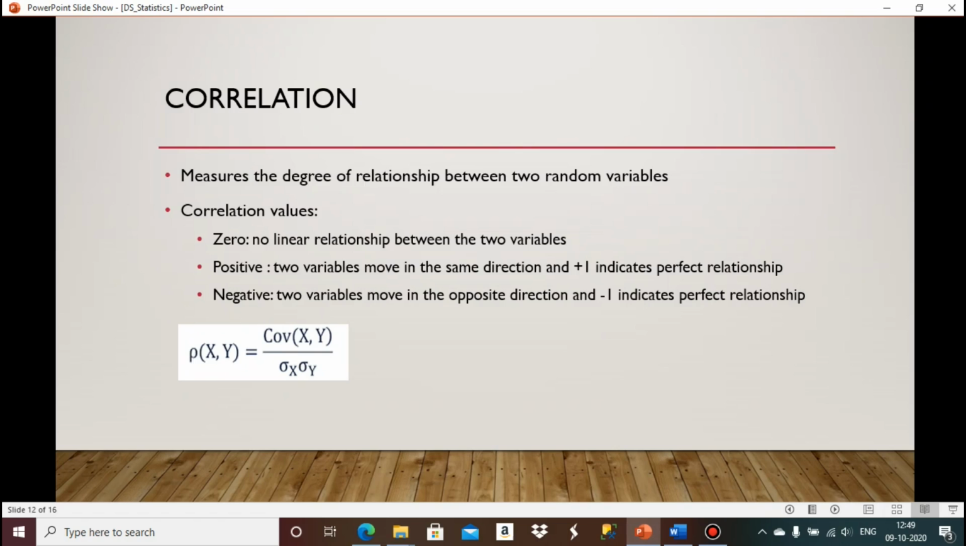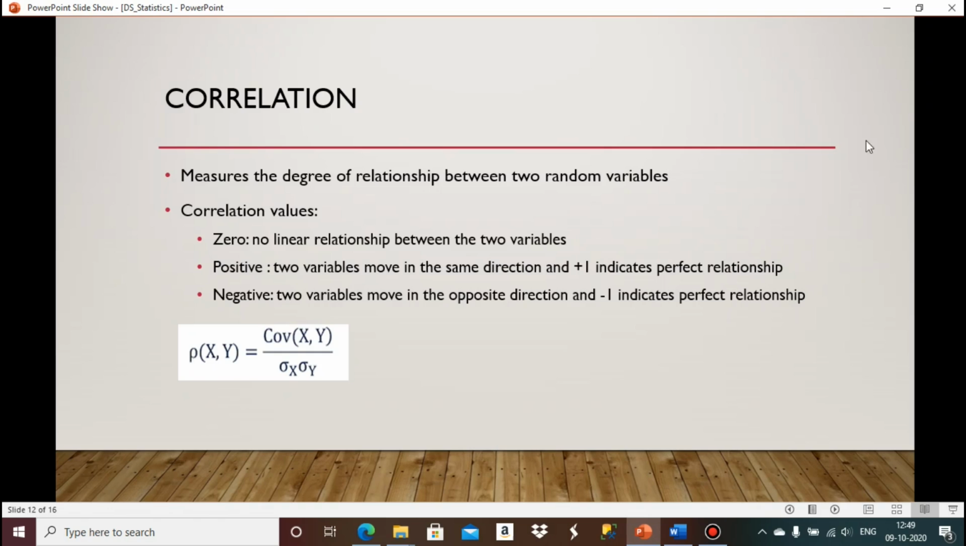For that we have another measure called correlation. It is the measure of the degree of relationship between two random variables. So here I am not only calculating whether they are related or not, but how strongly or how weakly they are related. There are three possible values of correlation. First one is 0. 0 means no linear relationship between the two variables.